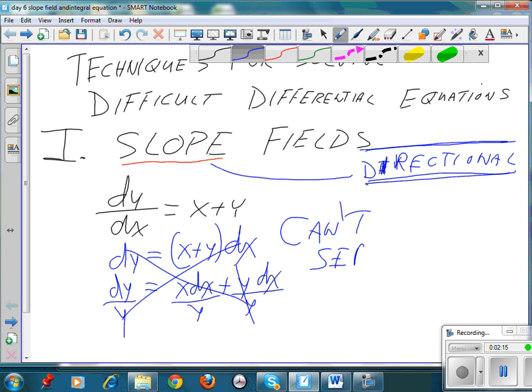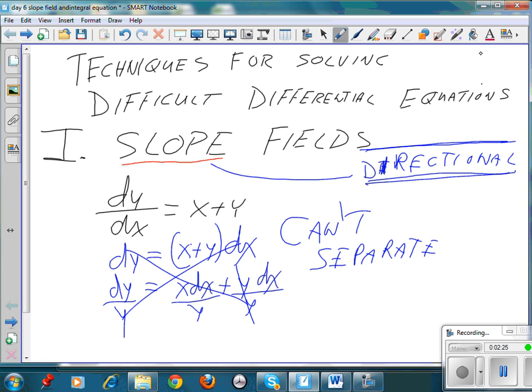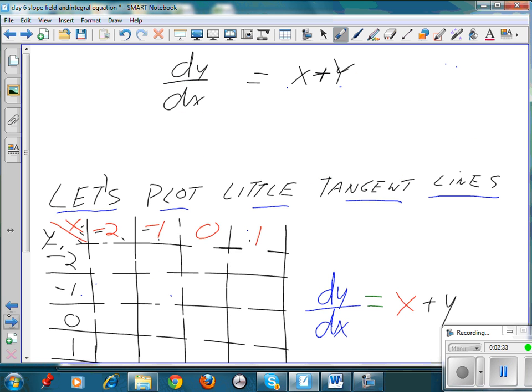So this is not a separable differential equation. Well, what can I do? I need some kind of different method. That's why I say techniques for solving are difficult. What's difficult about this one? Can't separate it.